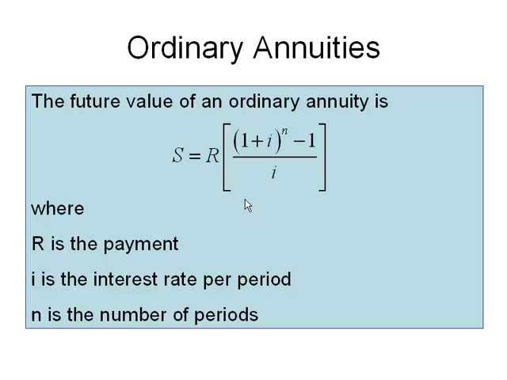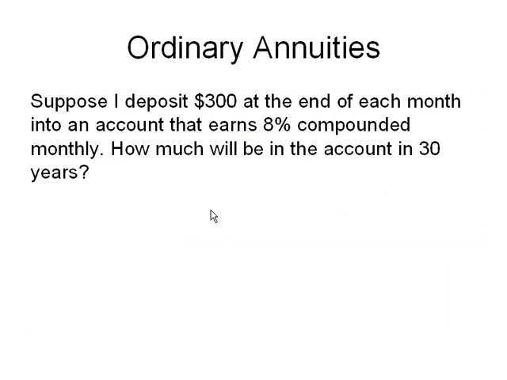And remember, an ordinary annuity, the key thing is you make your payments at the end of the period. So R is the payment that you make, I is the interest rate per period, and N is the number of periods that you have it on deposit. So suppose I deposit $300 at the end of each month into an account that earns 8% compounded monthly. How much will be in that account in 30 years?